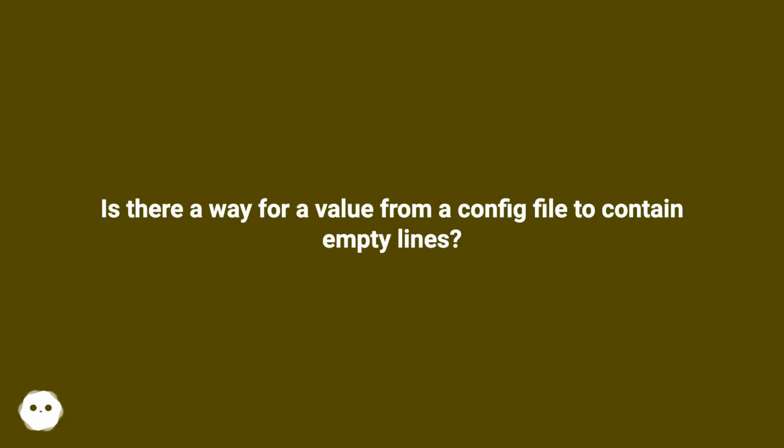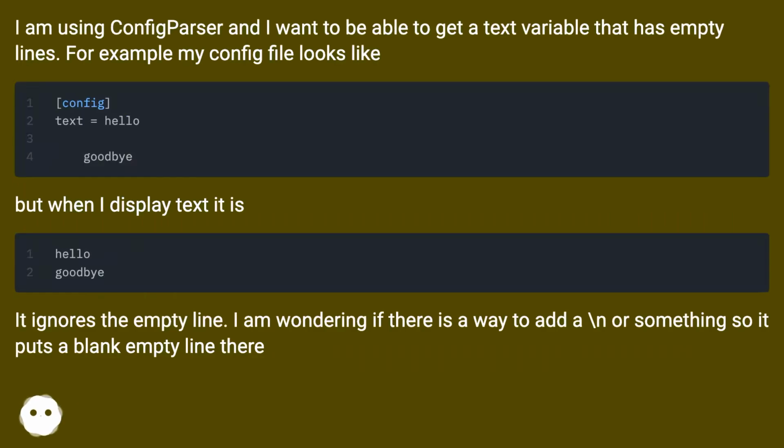Is there a way for a value from a config file to contain empty lines? I am using config parser and I want to be able to get a text variable that has empty lines. For example, my config file looks like this, but when I display the text it ignores the empty line. I am wondering if there is a way to add a \n or something so it puts a blank empty line there.